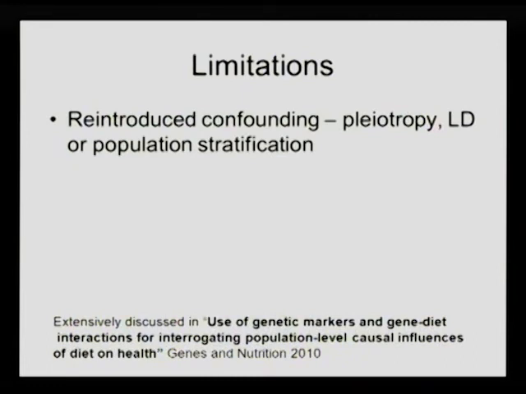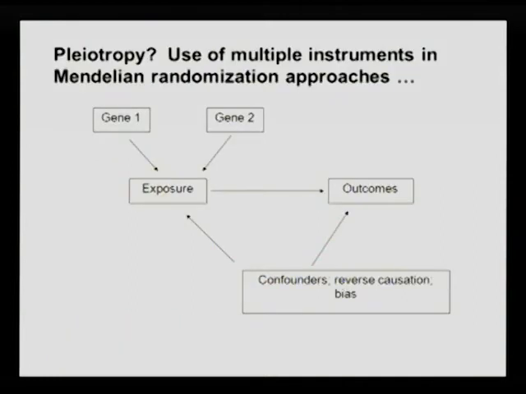Another limitation is pleiotropy. So your gene might be related to your exposure, but it could have another effect. It could affect your outcome via another pathway, and that is an issue which can sometimes be addressed. It can be addressed by looking at multiple genes. So you might have one gene which affects, say, vitamin D levels by one mechanism, another gene which affects vitamin D levels by another mechanism.